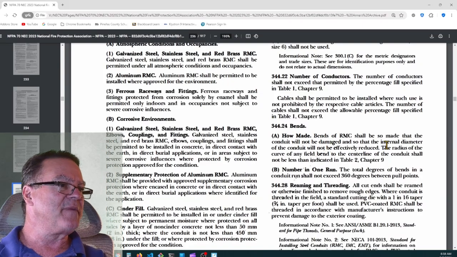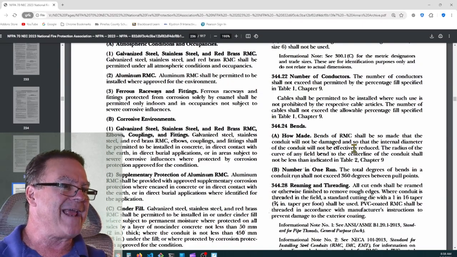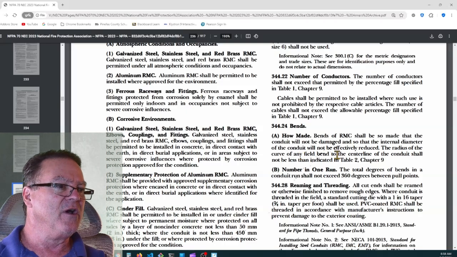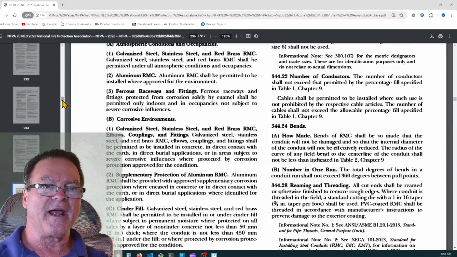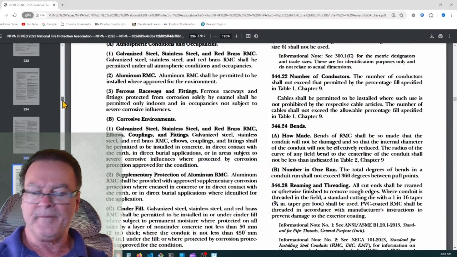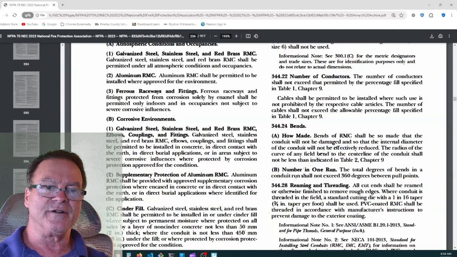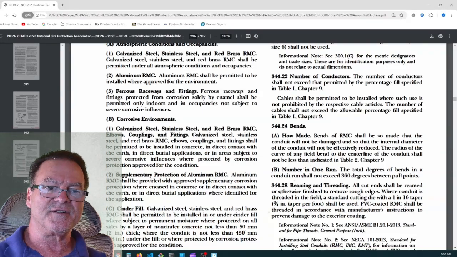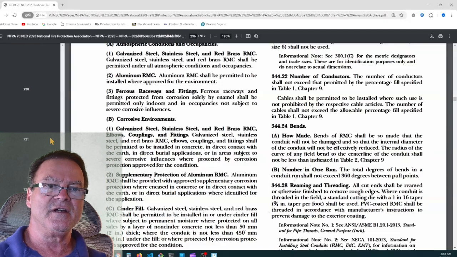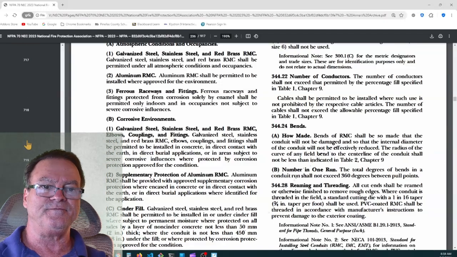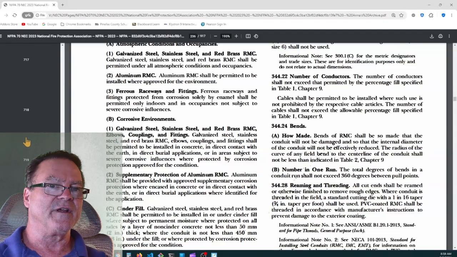How made? Bends of rigid metal conduits shall be made so that the conduit will not be damaged and so that the internal diameter of the conduit will not be effectively reduced. Radius of the curve of any field bend to the center line of the conduit shall be not less than that indicated in Table 2, Chapter 9. So I looked earlier just to see, it's on page 719, at least in this book. And there we go. We're looking in Chapter 9, Table 2.